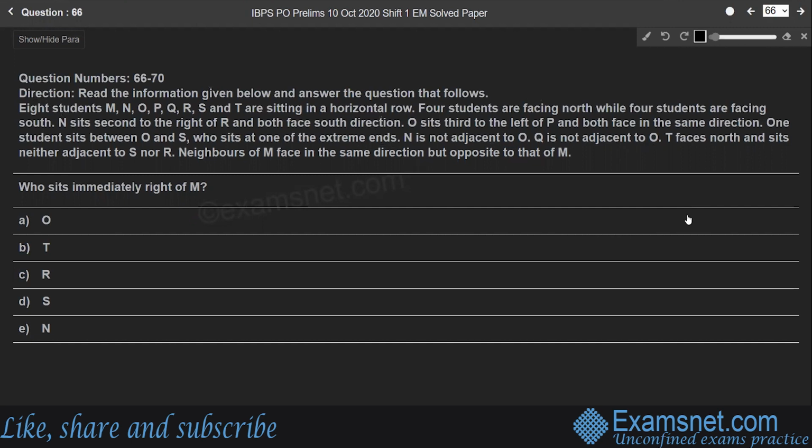So, consider these data one by one. It is given that 8 students are sitting in a row: 1, 2, 3, 4, 5, 6, 7, and 8. 4 of them are facing north and 4 of them are facing south. Right? Here, consider this point. One student sits between O and S, who sits at one of the extreme ends. That means S sits at one of the extreme ends.